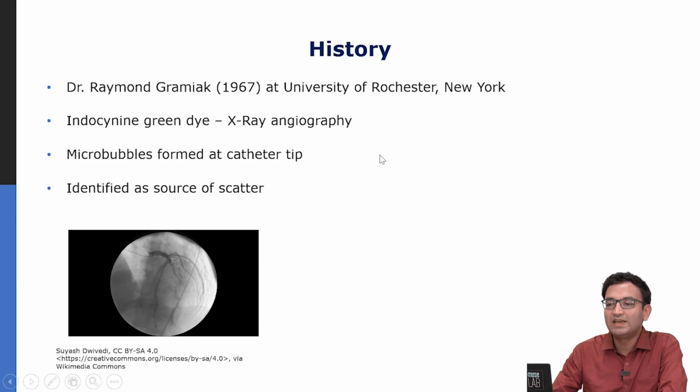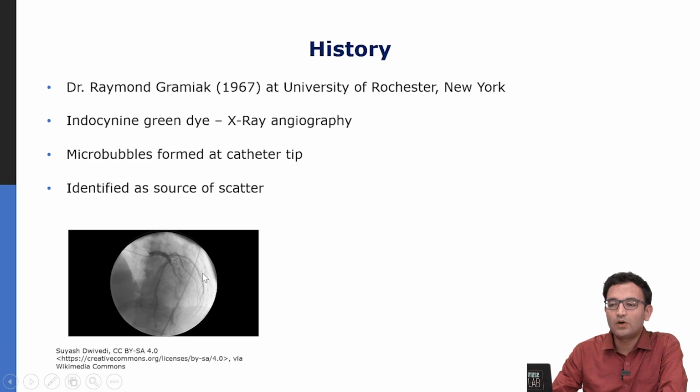So let's delve into the history of ultrasound contrast agents. It was Dr. Raymond Gramiak, one of the early pioneers in contrast agents at the University of Rochester, who discovered part of this by accident. He was injecting indocyanine green dye into the heart. This is a contrast agent, a dye for X-ray angiography. Here is an example of an X-ray angiogram. As you put the dye in, it fills up the blood vessels on the heart, and you are able to visualize these blood vessels.